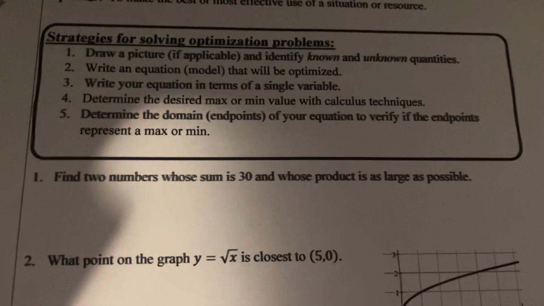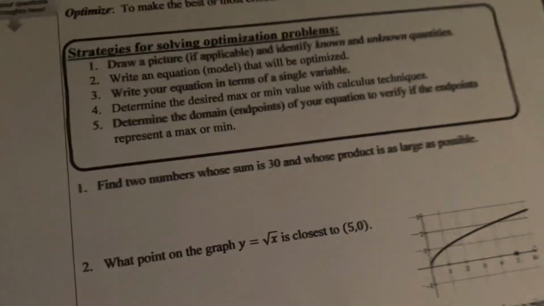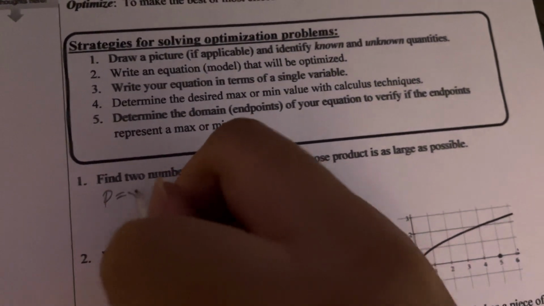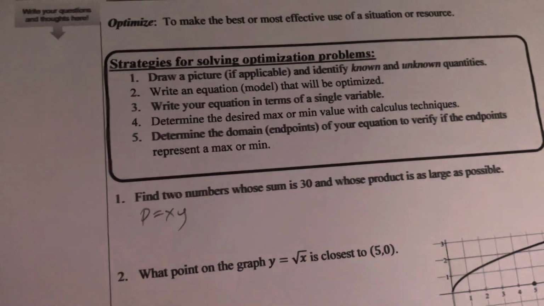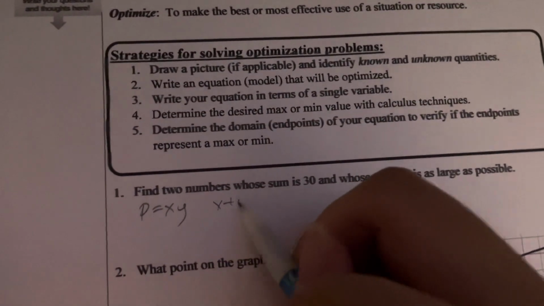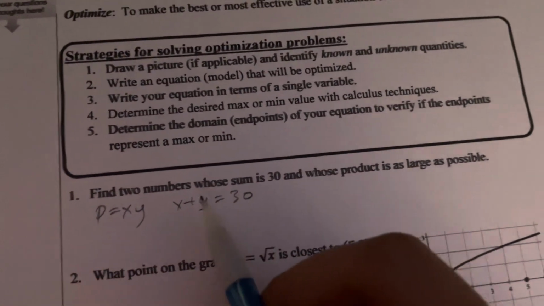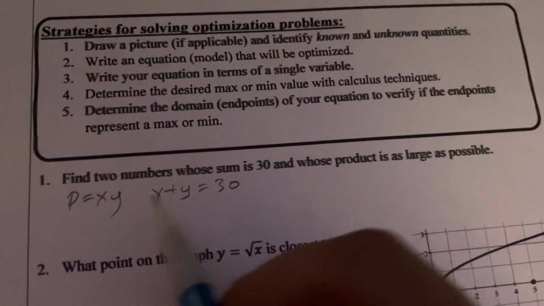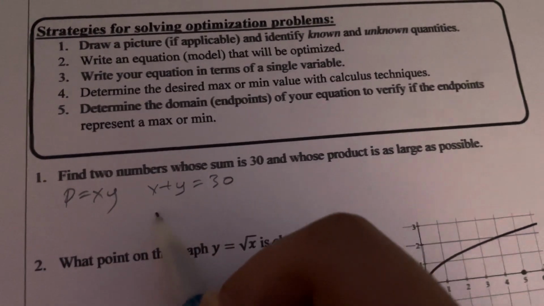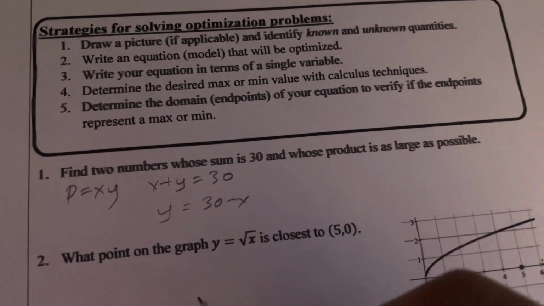1. Find two numbers whose sum is 30 and whose product is as large as possible. So product, we'll label product P, and that is equal to x times y. And that'll be our two numbers. We also know that x plus y equals 30. We can solve for our y value right here by moving x to the other side, and this would be y equals 30 minus x.